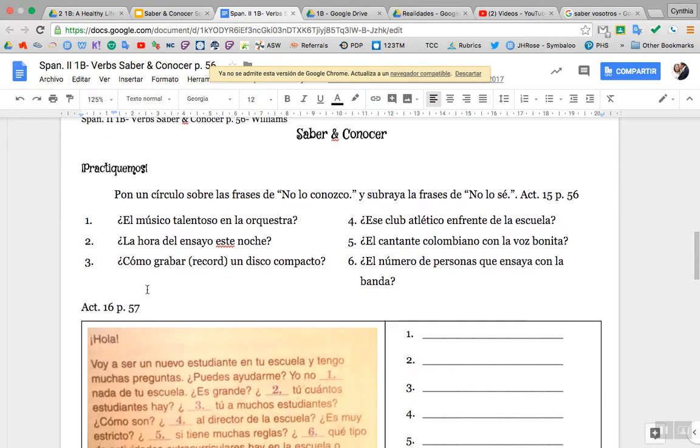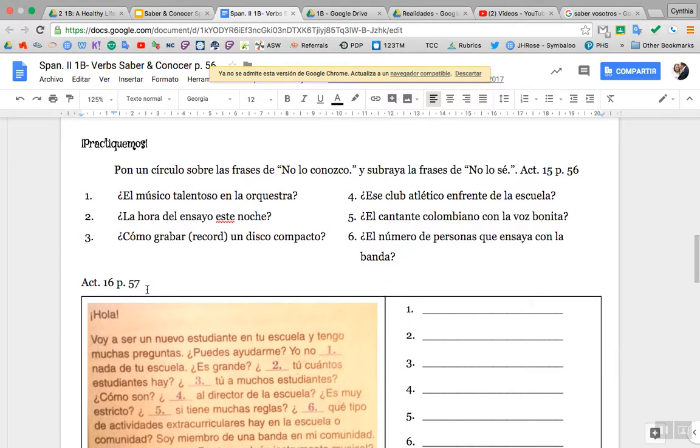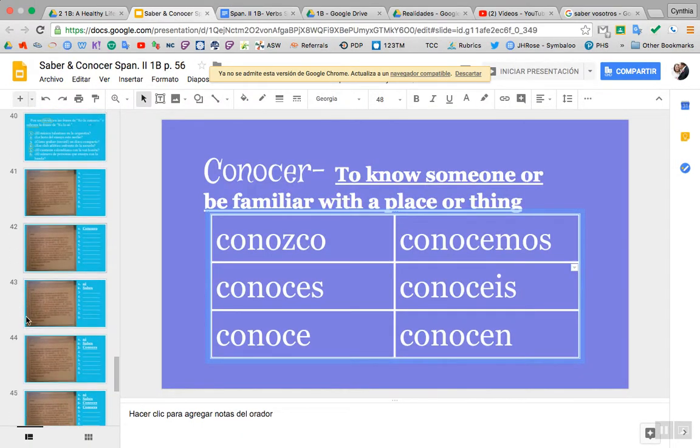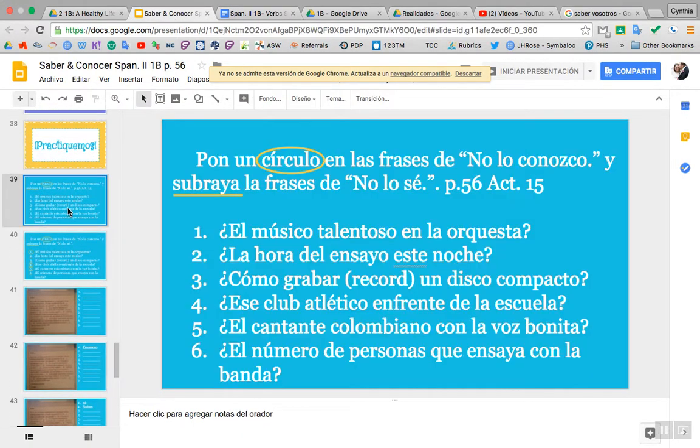Then we've got some work for you to do. Okay. Circle the things that you would say, I don't know, using conocer. Underline the things you would say, I don't know, using saber. Let me look at this. Okay. Go ahead and pause it here. Try it out. Come back. Okay. We've got our answers here.